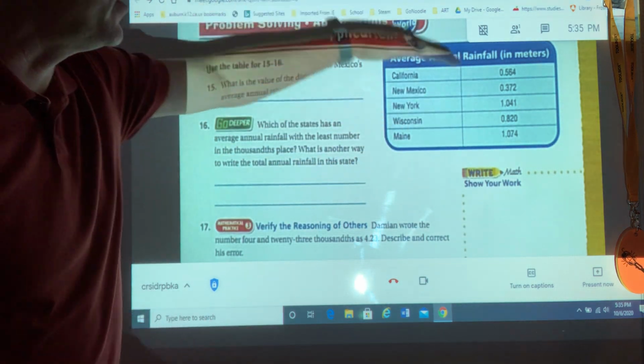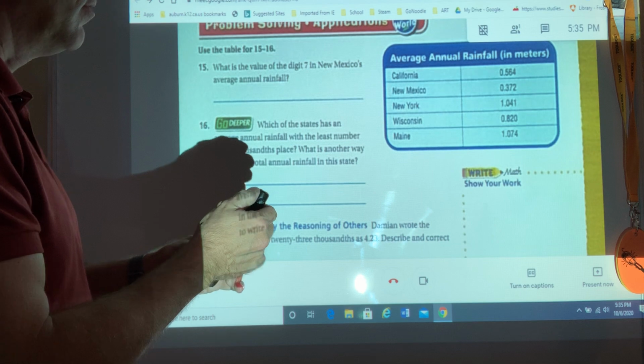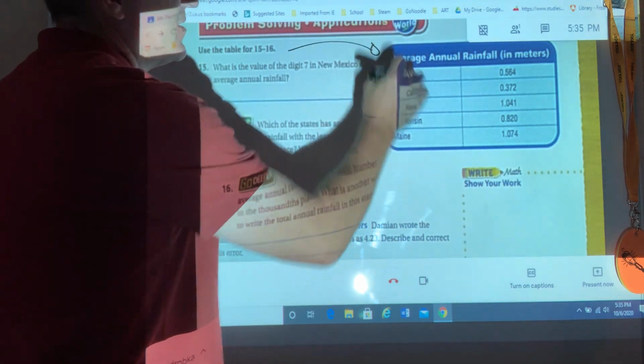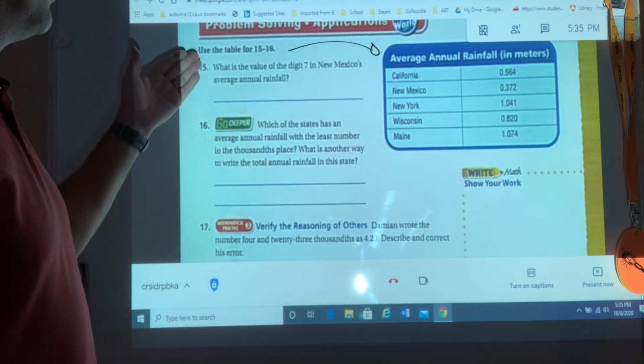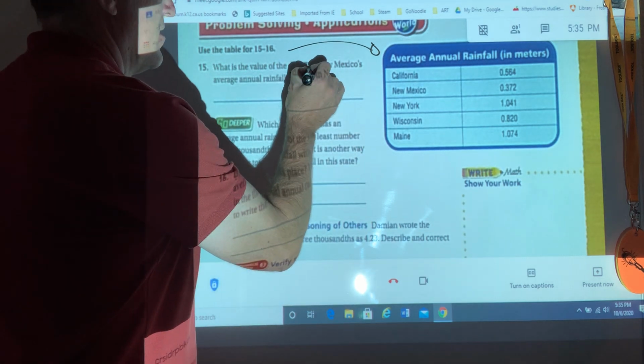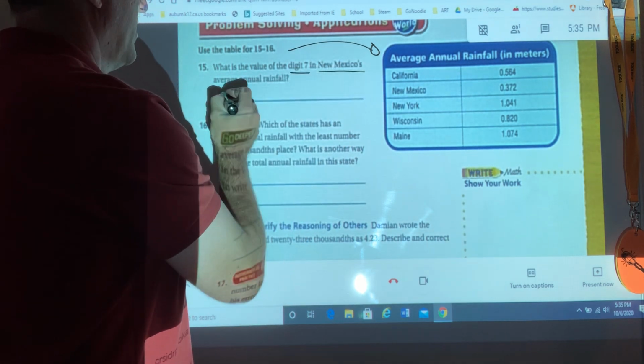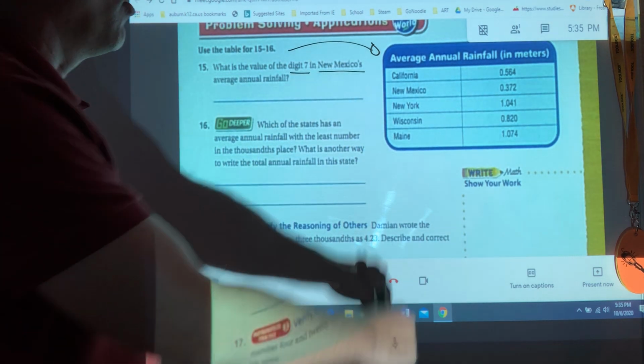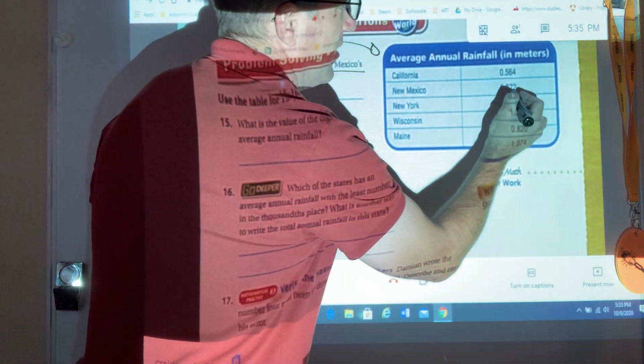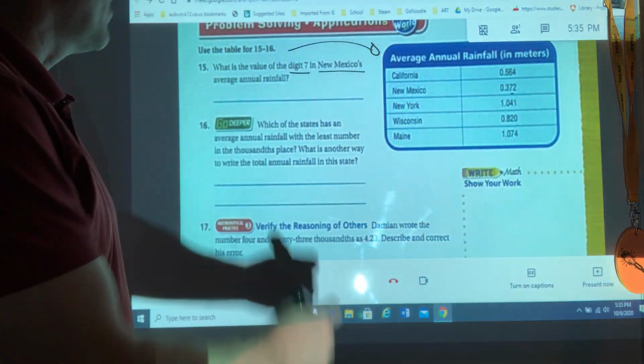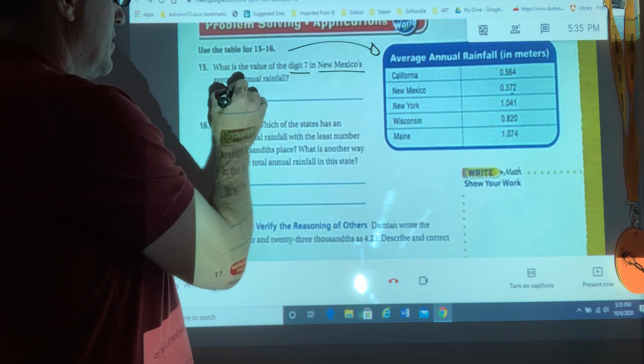So for 15 and 16, we're gonna use the table. So every time it says use the table, right? I'm gonna come over here, I'm gonna check out the table. Take a peek at that. So what is the value of the digit 7 in New Mexico's average rainfall? So I've gotta go over to New Mexico and I look at it. So it's 7, right? So I'm gonna write 7.